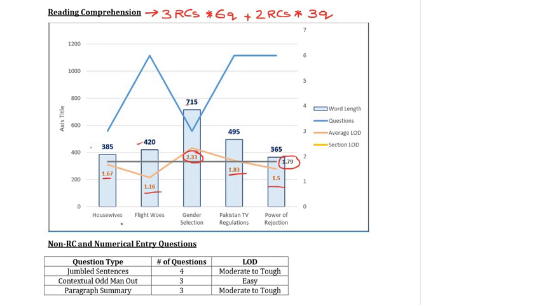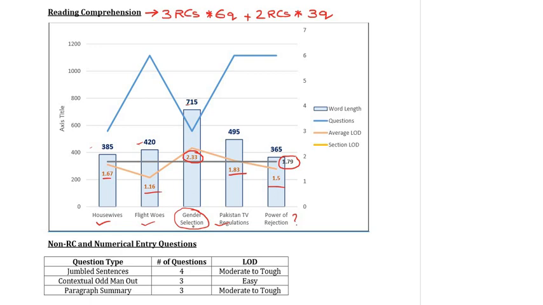As you can see, just compare the subject matter of these 5 passages. Just by this heading, it is evident that the one on housewives, flight woes or flight troubles, and Pakistani TV regulations are definitely more readable topics compared to something like gender selection. There was also one on power of rejection, which was average, but its questions were on the easier side.